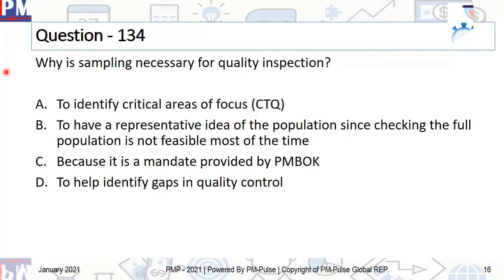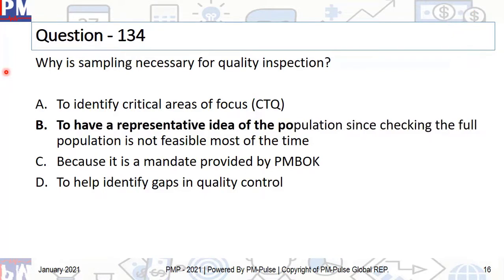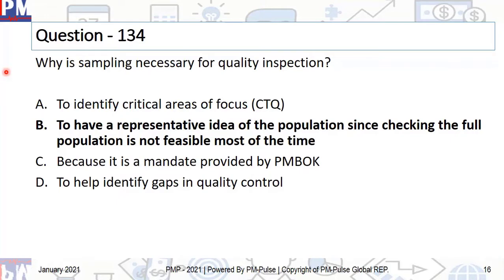And the correct answer is absolutely B, right? I'm pretty sure you got this right. To have a representative idea of the population, since checking the full population is not feasible. By population, I don't mean the actual population of people. Sometimes it is. Yes, basically, population means checking everything. So if you're producing matchsticks, all the individual matchsticks in all the match boxes is called the population, right? So would you like to check all of them? It's not feasible, right?